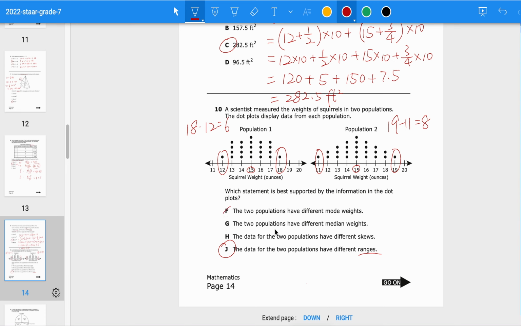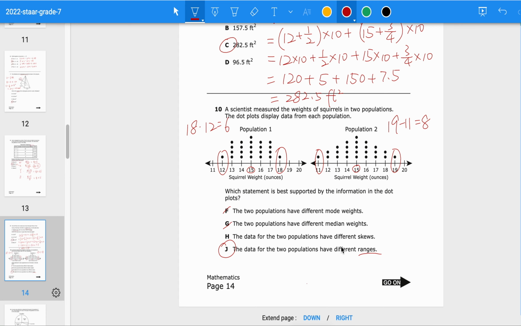For G, the two populations have different median weights. Again, what is a median? These two numbers, you can see they are equally separate on both sides. So they're in parallel. So their median is also 15. So G is not correct.